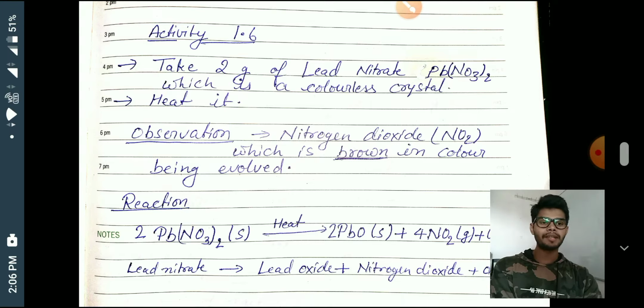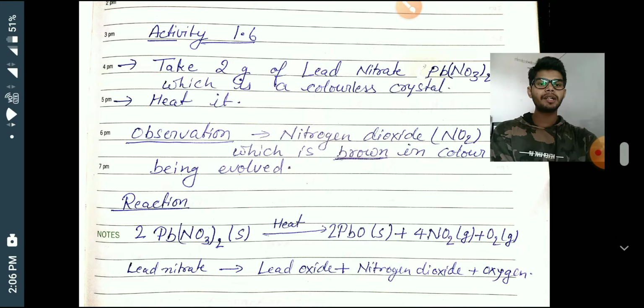So from the next time, whenever you see brown fumes coming out from a reaction, you can say that it is nitrogen dioxide. So what kind of reaction took place there? When lead nitrate, 2Pb(NO3)2, which is in solid form, is heated, it gives off lead oxide plus nitrogen dioxide plus oxygen.